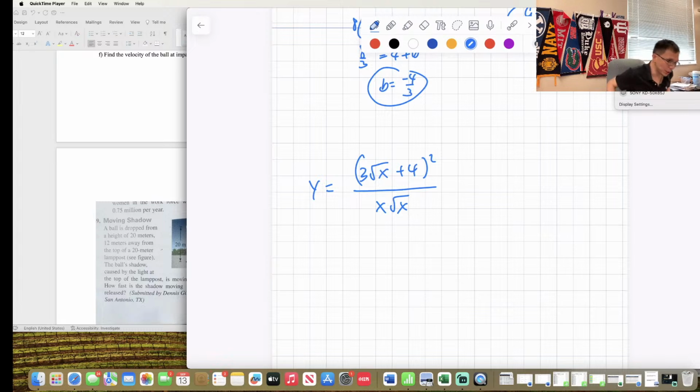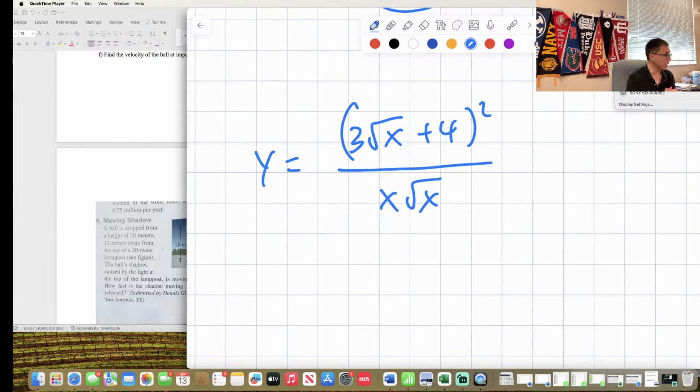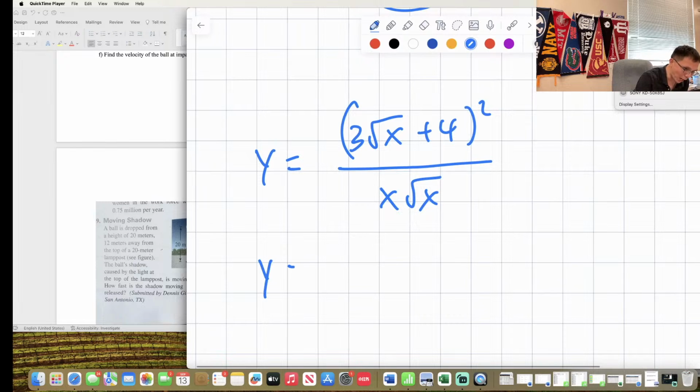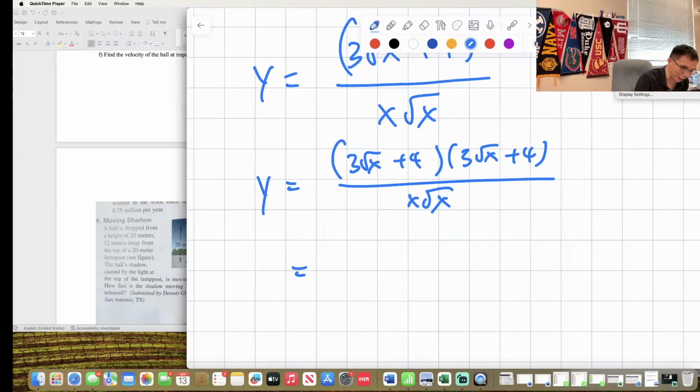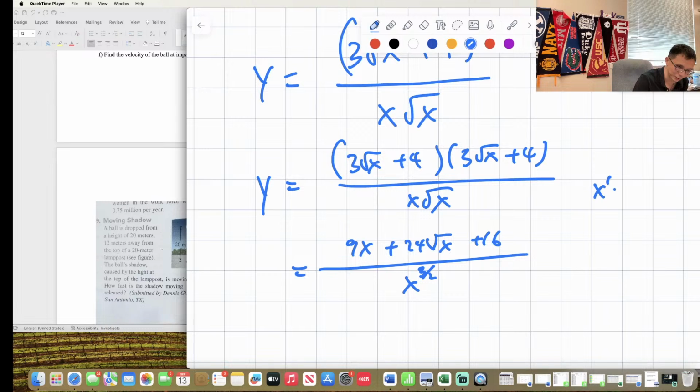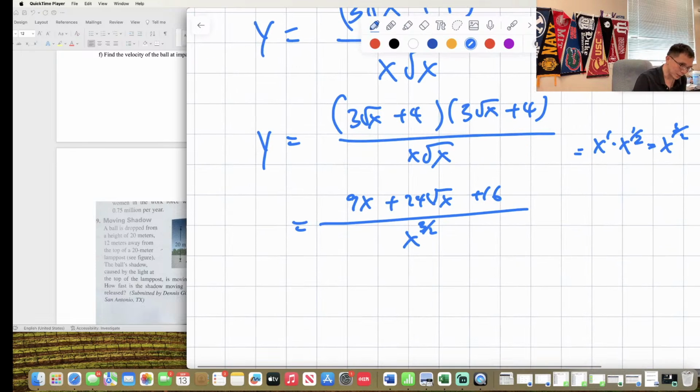Okay, so this question, I love this question because you can use a basic rule to do this, but you have to be good at algebra. So y equal to 3 root x plus 4, squared, over x root x. And then if you FOIL the top, it's going to be 9x plus 24 root x plus 16 over x to the 3 over 2. Why is it x to the 3 over 2? Is that okay? You can simplify that.